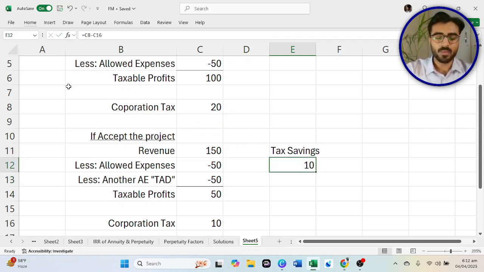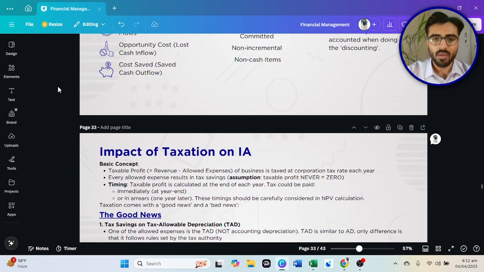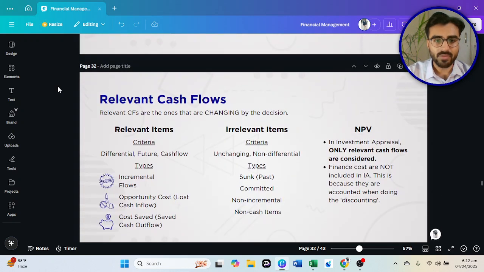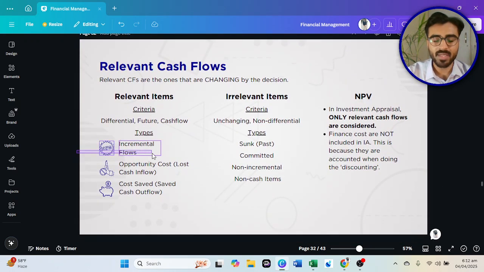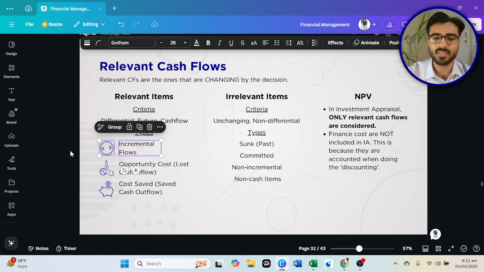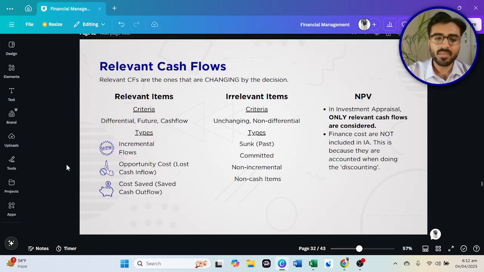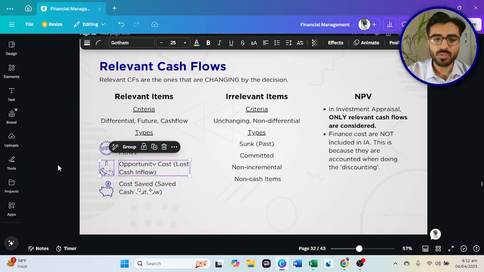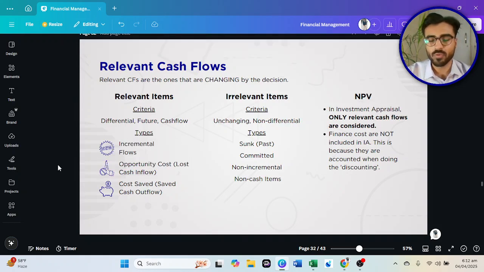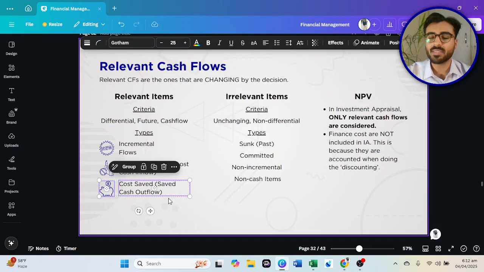When we studied the relevant cash flows topic, the previous topic, we talked about how incremental flows are relevant. These are the additional cash inflows or outflows that occur as a result of accepting the project. Then we looked into the opportunity cost concept. What was the opportunity cost concept? These are the lost cash inflows. These are shown as a negative figure, because these are the cash inflows that are now lost as a result of accepting the project. Similarly, the cost saved will be shown as a positive figure.